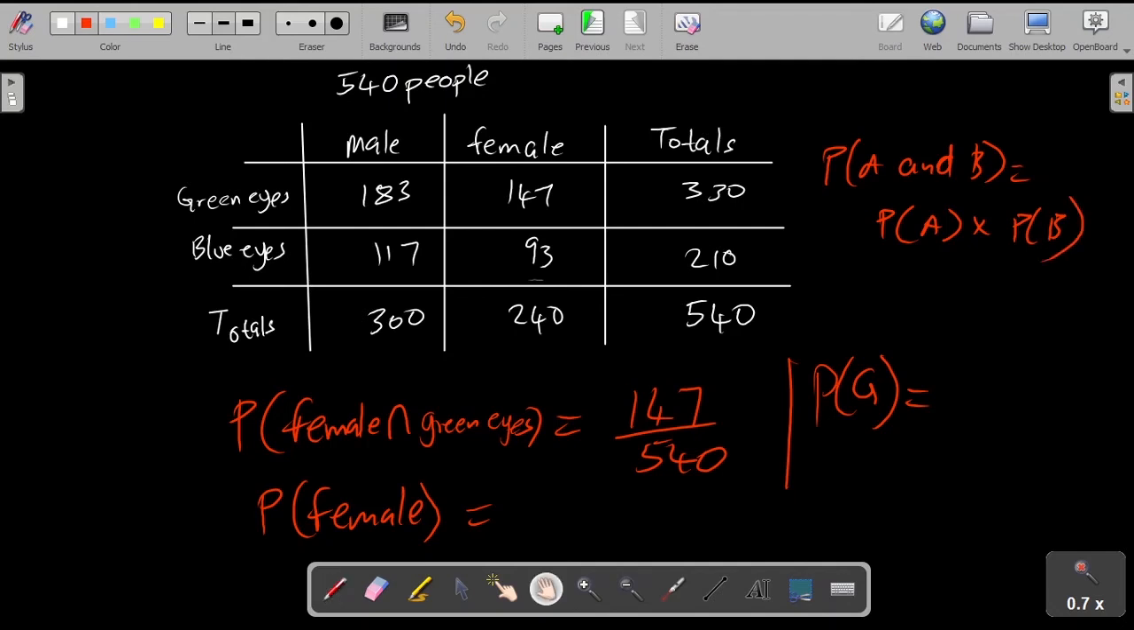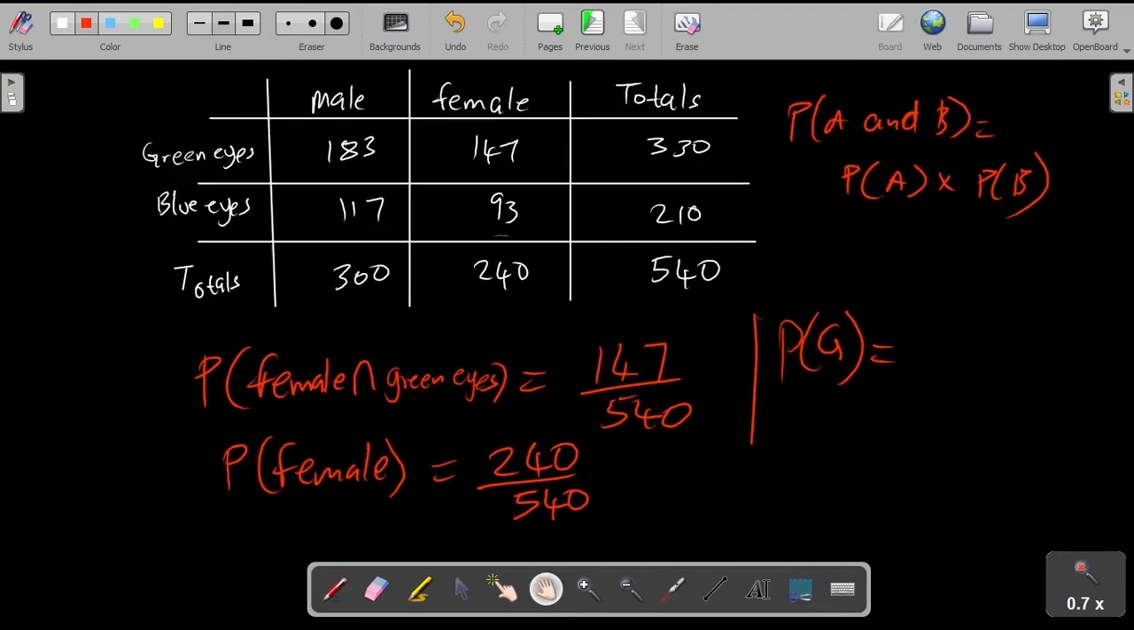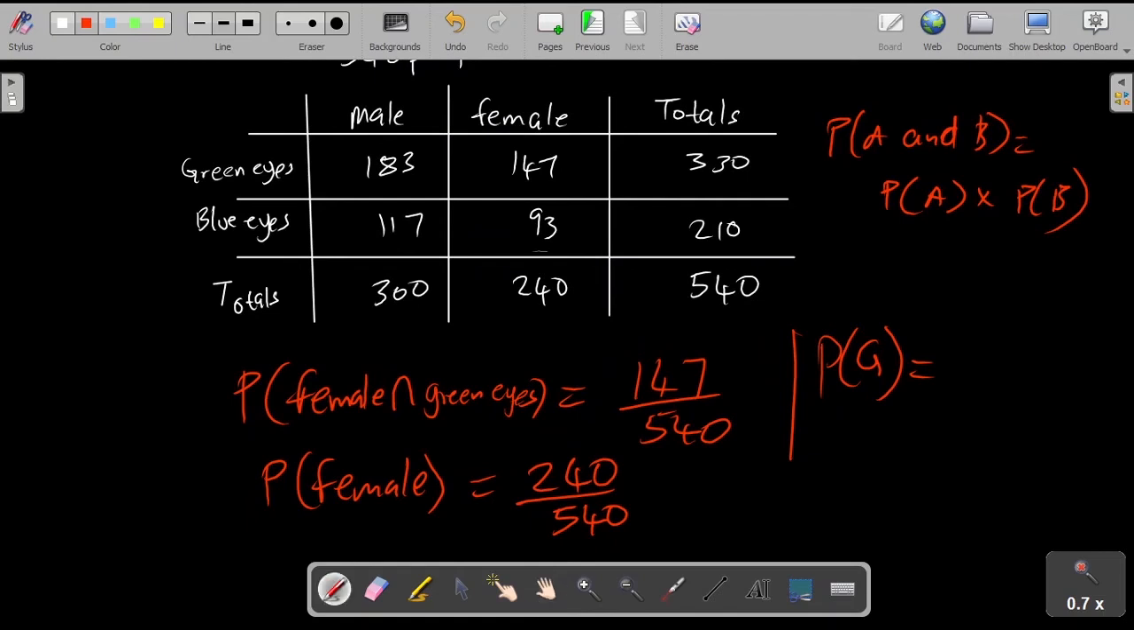So now let's see, what is the probability that a person chosen at random is female? So we go down here and check this column, and the total number of females is 240 out of the total number of people. Now, what is the probability of picking someone with green eyes? And that is that line over there. The total number of people with green eyes is 330 out of the total number of people.